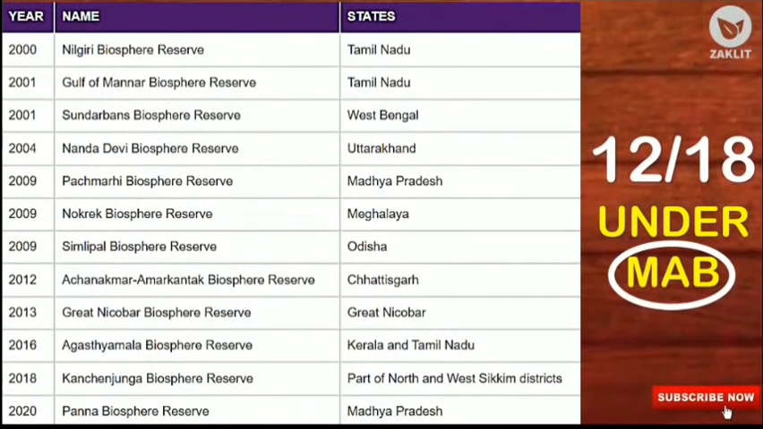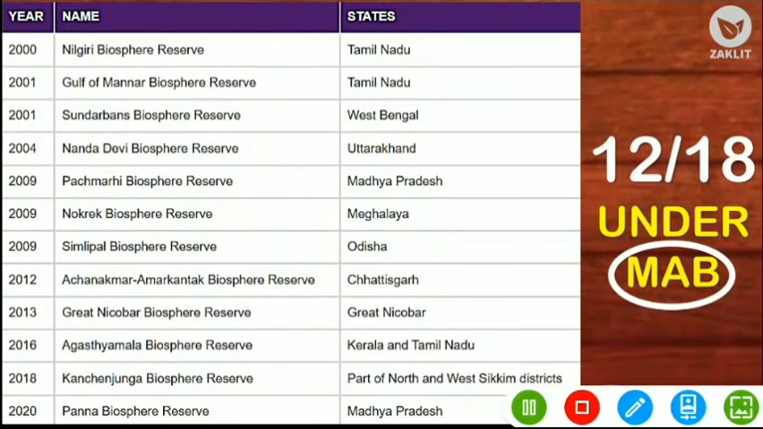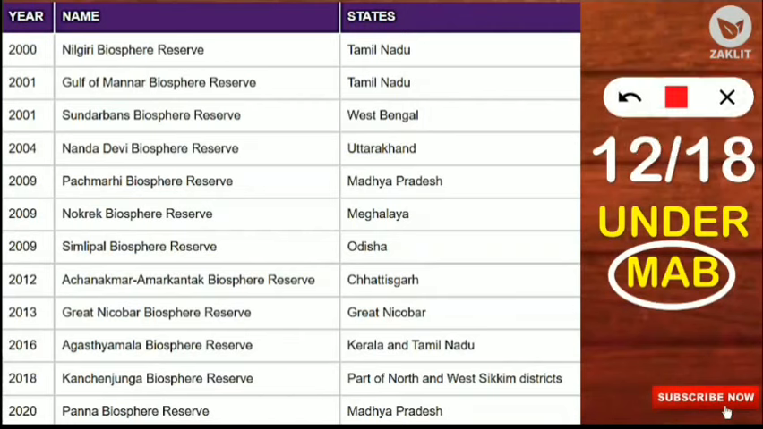So here this list is also important. This is 2022, and at present there are 12 biosphere reserves under MAB, that is Man and Biosphere program, under the UNESCO out of the total 18 biosphere reserves present in India. Here we will not go through all 18 biosphere reserves.